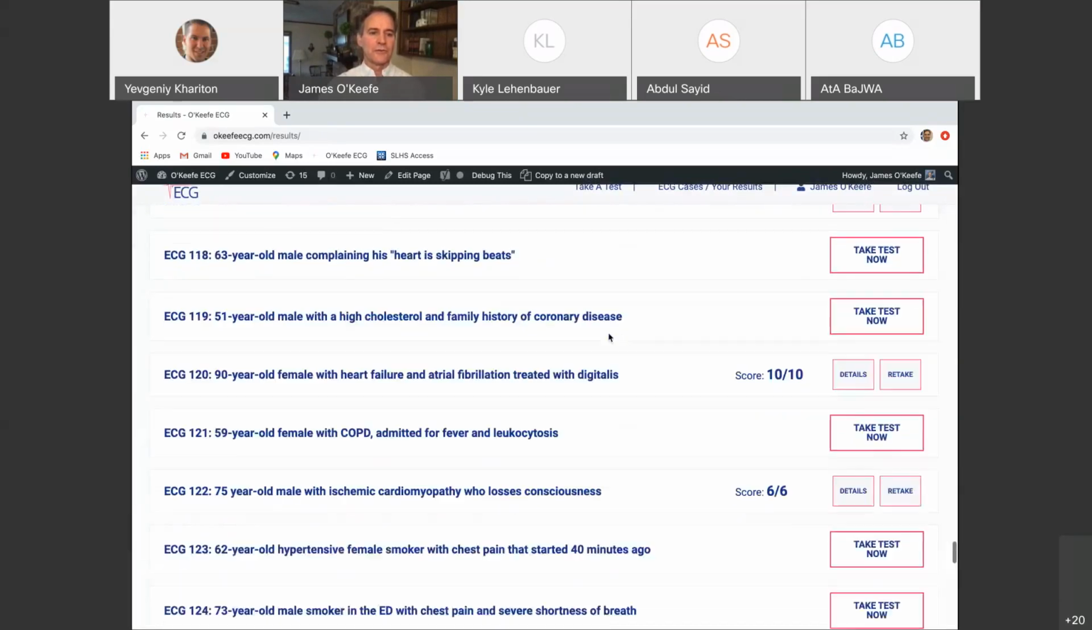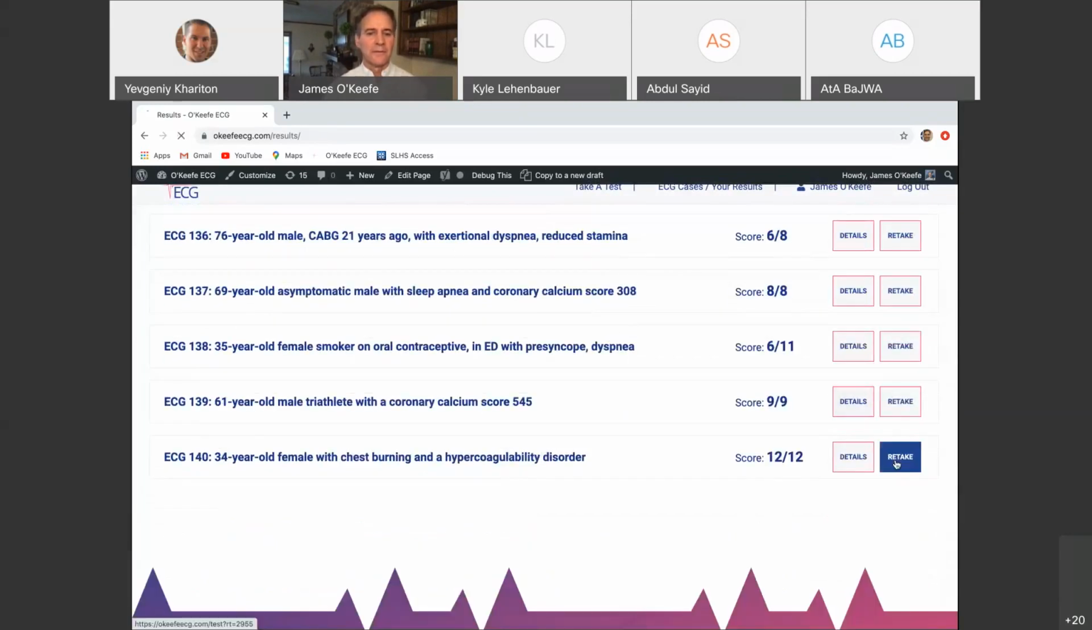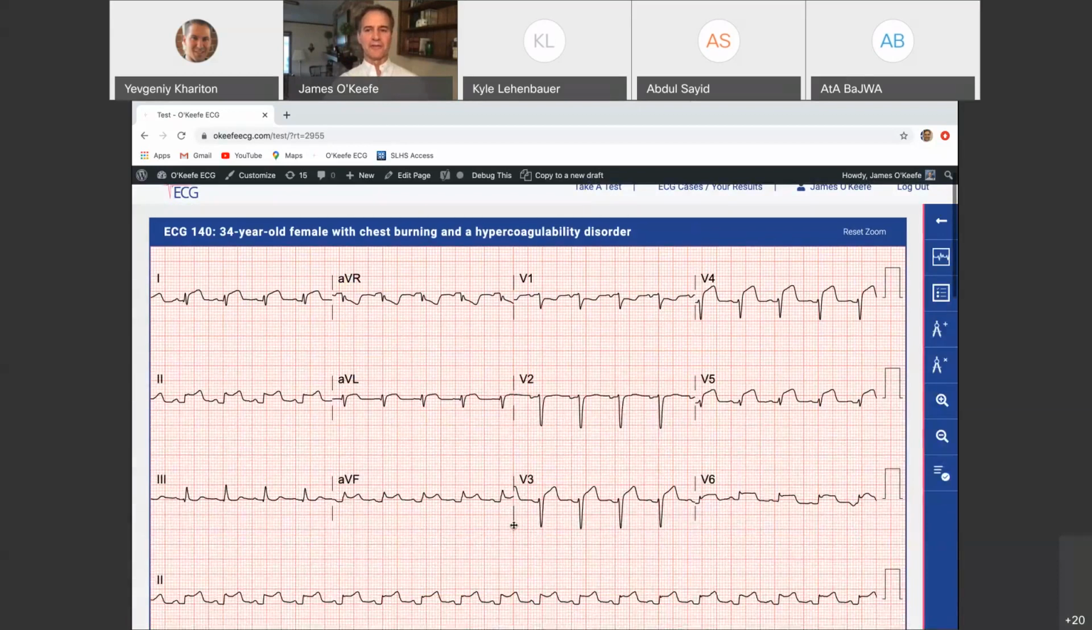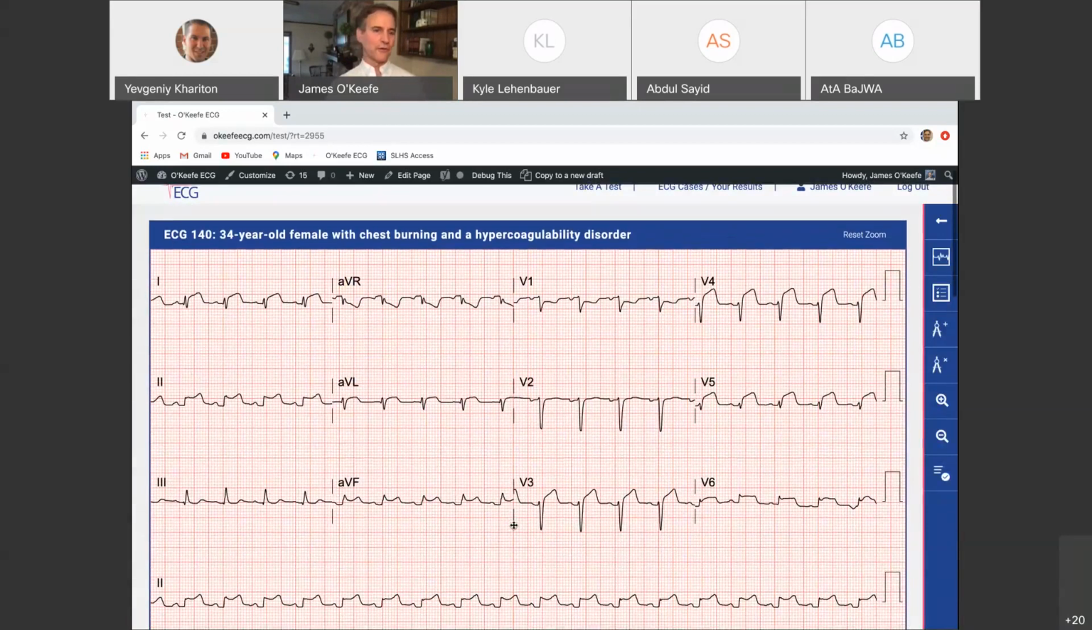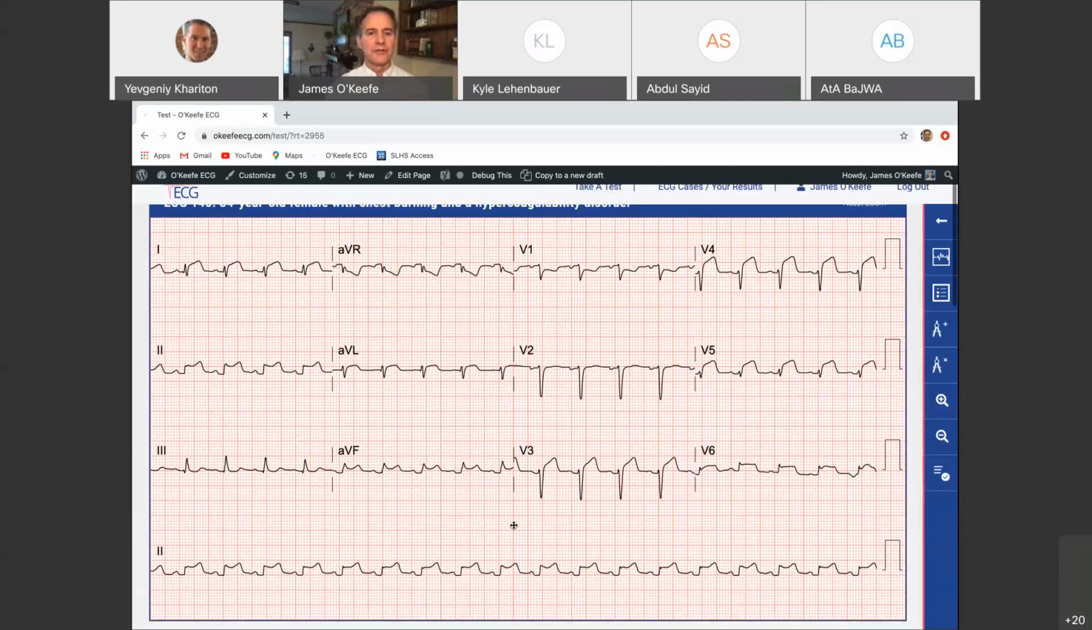So let's do one of the new ones we just put in here. We're putting in new ones all the time. The fellows and my partners are sending me a lot of interesting ECGs that are relevant to the boards. So this is a 34-year-old young female who's in the emergency department with chest burning and dyspnea. She has a history of a hypercoagulability disorder, I think specifically elevated factor 8 and being homozygous for the MTHFR mutation.